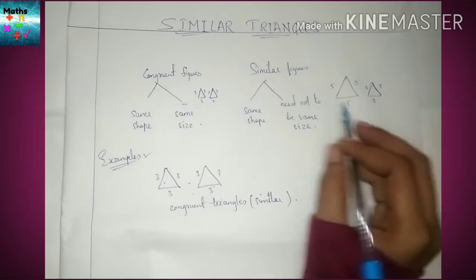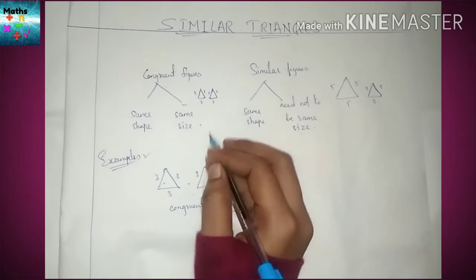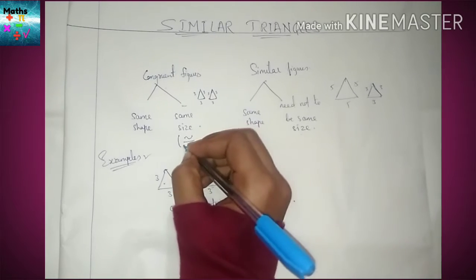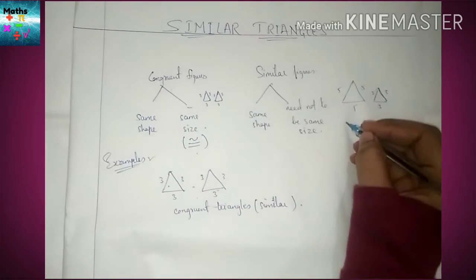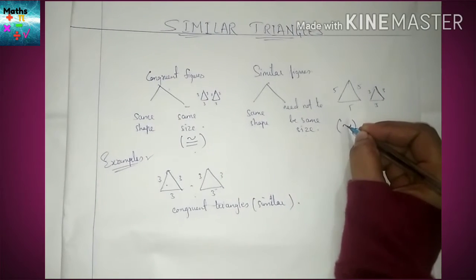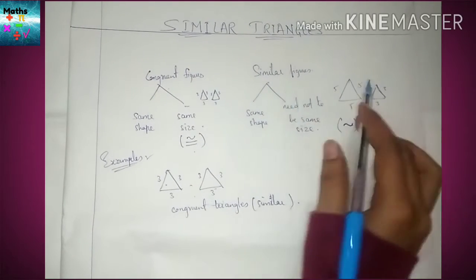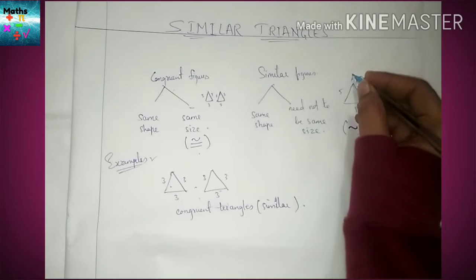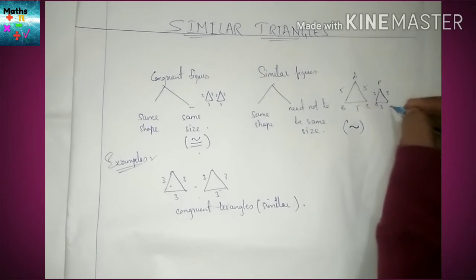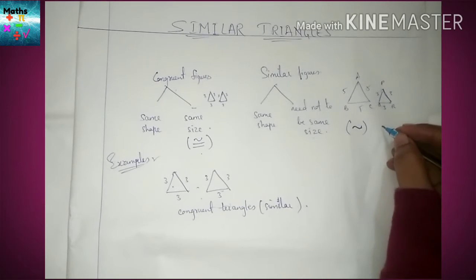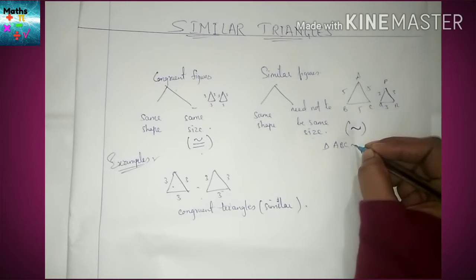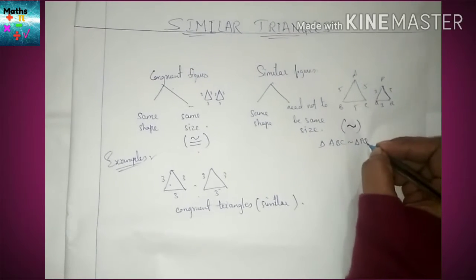So the symbol for congruent figures, I am drawing over here. This is the congruency symbol. Similarly, this is the symbol to denote that two triangles are similar. Suppose I am giving here ABC and PQR. If these two are similar, I will write triangle ABC is similar to triangle PQR.